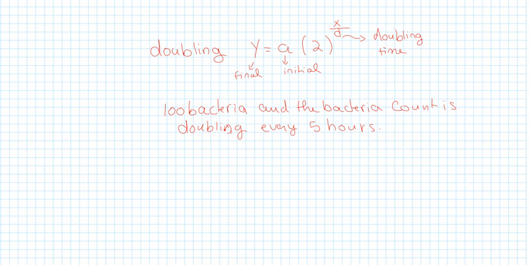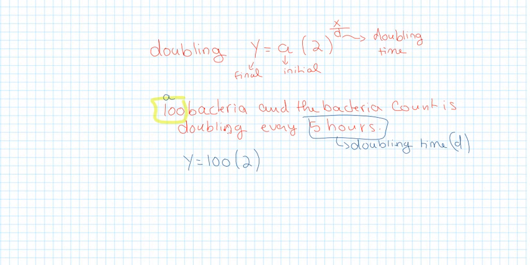Now, what's my initial count? 100, so 100 is my A value. The bacteria count is doubling every 5 hours. What does that 5 hours represent? It's the d, your doubling time. It's how long it's taking for the bacteria to double. So now to set up the equation: y equals 100 times 2 to the power of x over 5. That's your equation. Your equation should always have two variables, y and x.